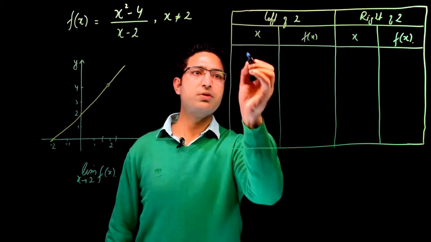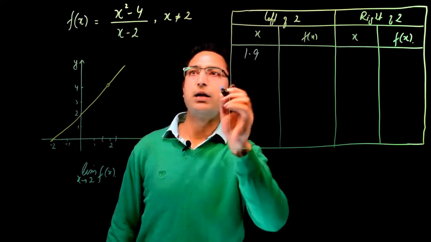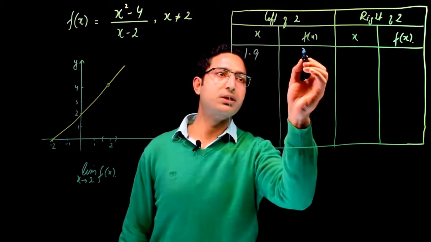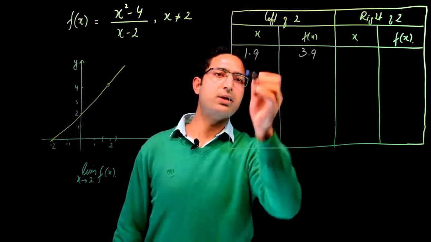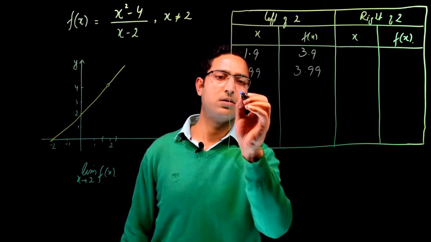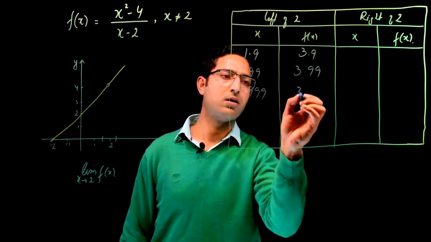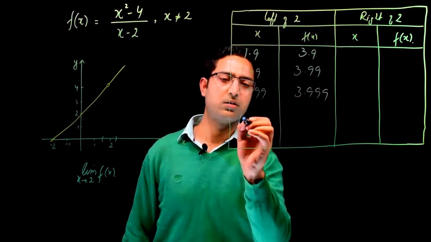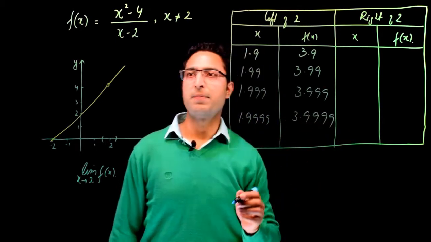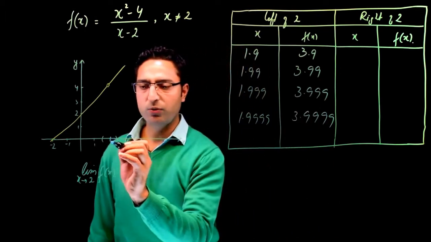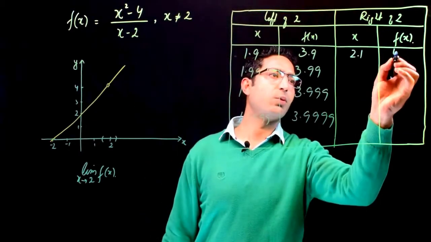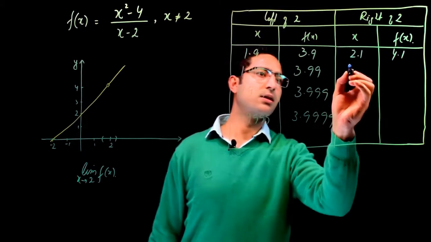So if we take the first point to be 1.9 and look at f of 1.9, that will be 1.9 square minus 4 upon 1.9 minus 2, which comes out to be 3.9. Similarly, you take other points. Now we can take some points to the right of 2. As the first point to the right of 2, we can take 2.1, and the function value will be 4.1. Take more points.